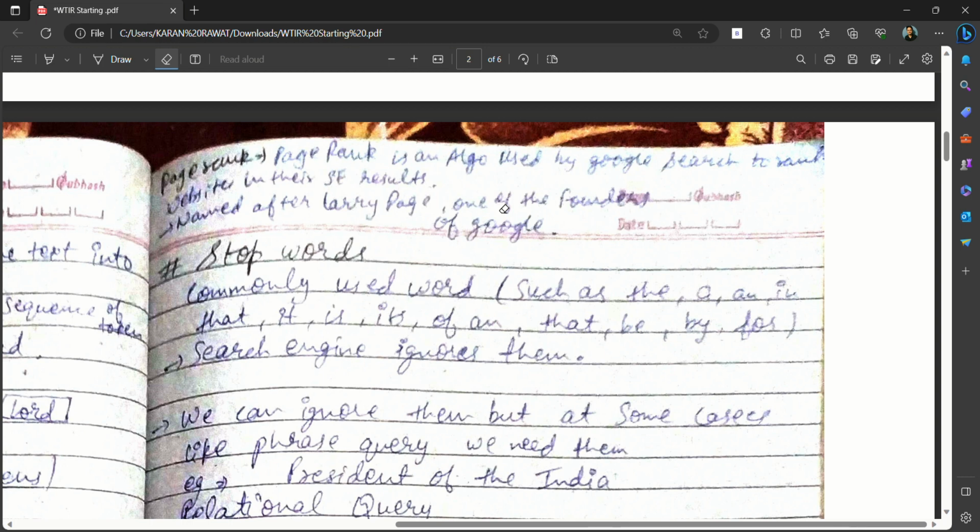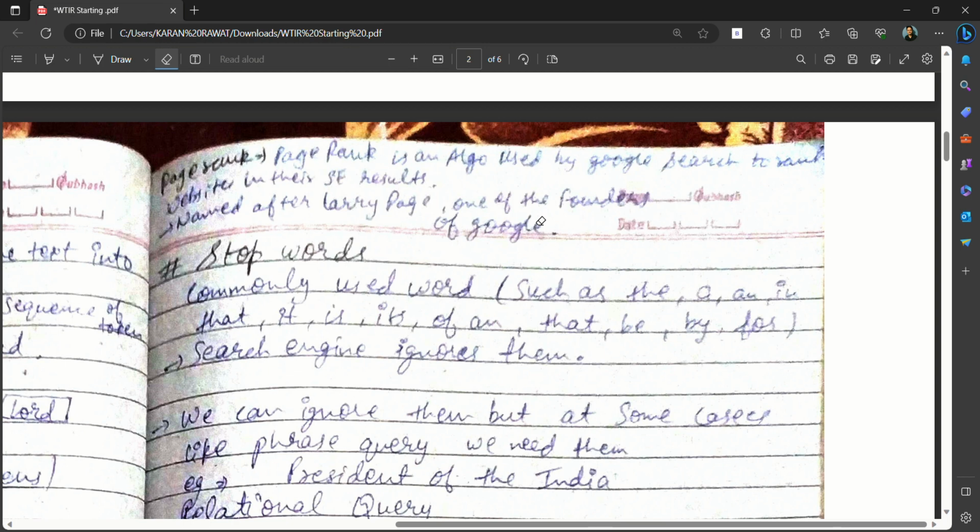So PageRank is an algorithm used by the Google search engine to rank the websites in its search engine results. Whenever a user puts in a query, Google can show the websites according to their ranking. And what is this PageRank named after? It is named after Larry Page, one of the founders of Google. Because of his contribution, the algorithm is named the PageRank algorithm. So this is about PageRank.